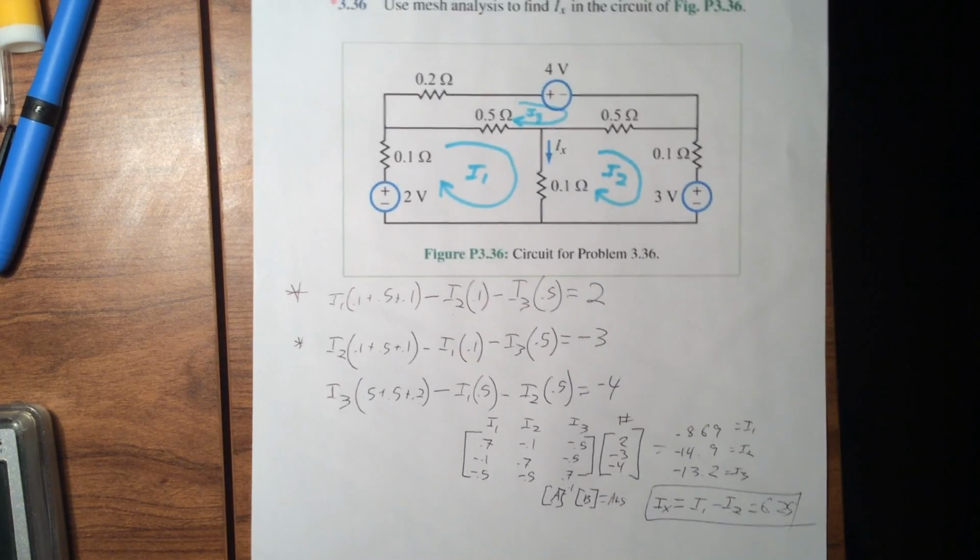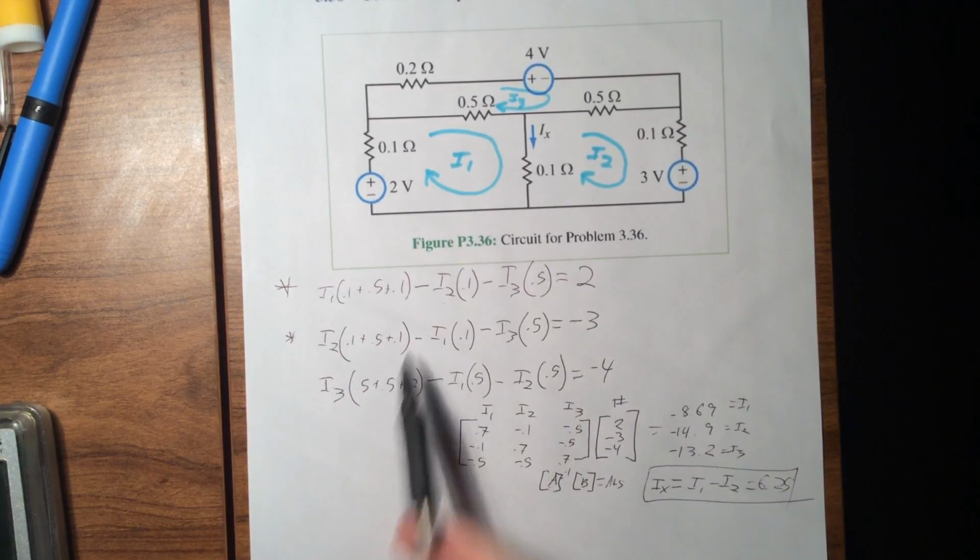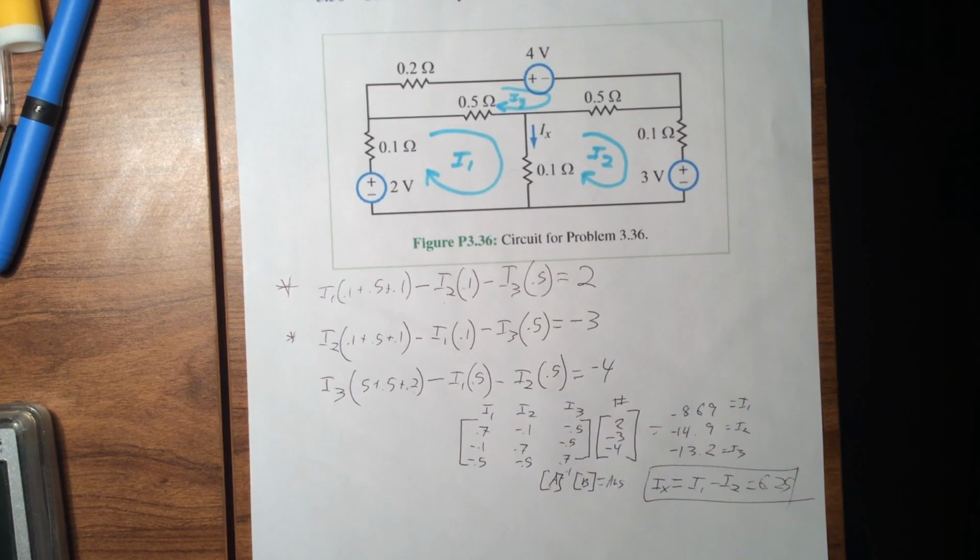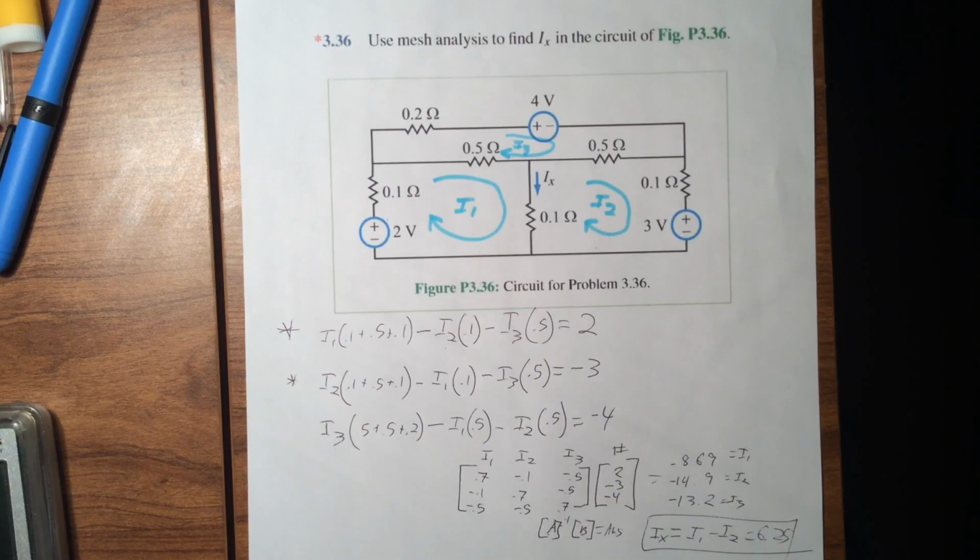That's not that much work for that. This problem looks way more complicated. When you solve it out, it's actually kind of easy. So that goes 3.36. We're over halfway there. All right, let's see how we go with the next ones.